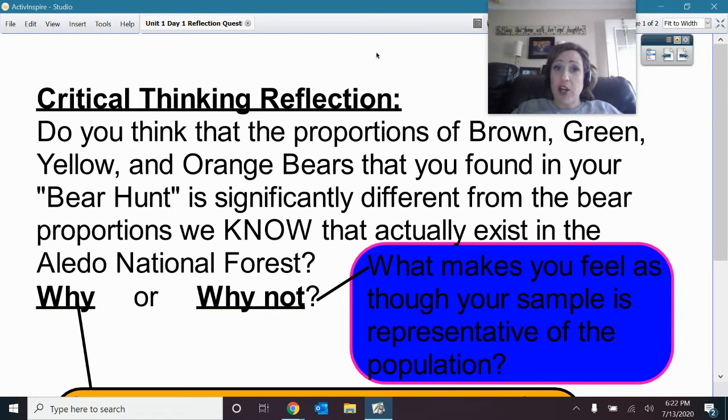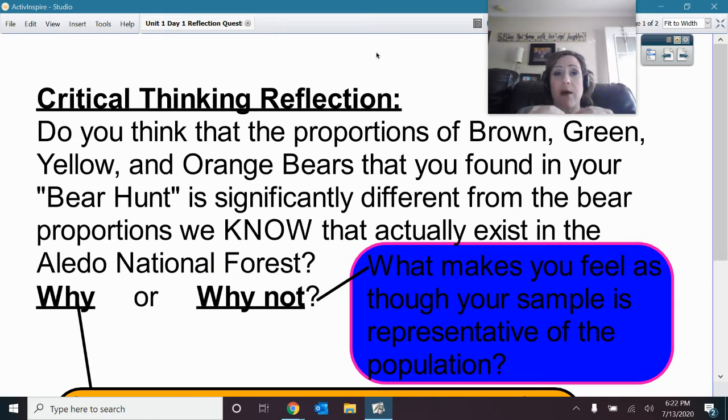So we went and we had our bear hunt. We went and we took our M&Ms. We counted. We knew the proportions of the M&Ms that we have in the Alito National Forest. And then we went and took those M&Ms and I spread them out in the Alito National Forest and you did your flyover to see what proportion of the brown, green, yellow, and orange bears you saw in the Alito National Forest. So this is a question similar to the kinds of things that we will be asking this year.